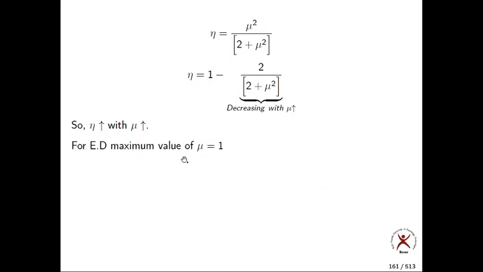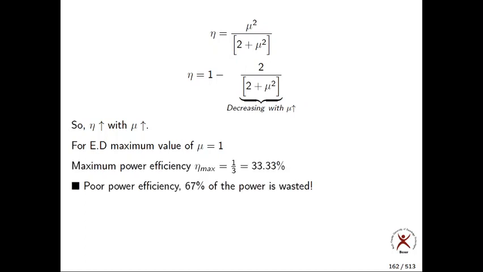So what is the maximum value of mu? In the last class I told you mu always lies between 0 and 1. So the maximum value of mu is 1. Substitute mu equal to 1 in this expression. Eta equals 1 square by (2 plus 1 square), that is 1 by 3. So the maximum power efficiency is 1 by 3, that is 33 percent. For mu equal to 1 you get the maximum power efficiency, 33.33 percent only.